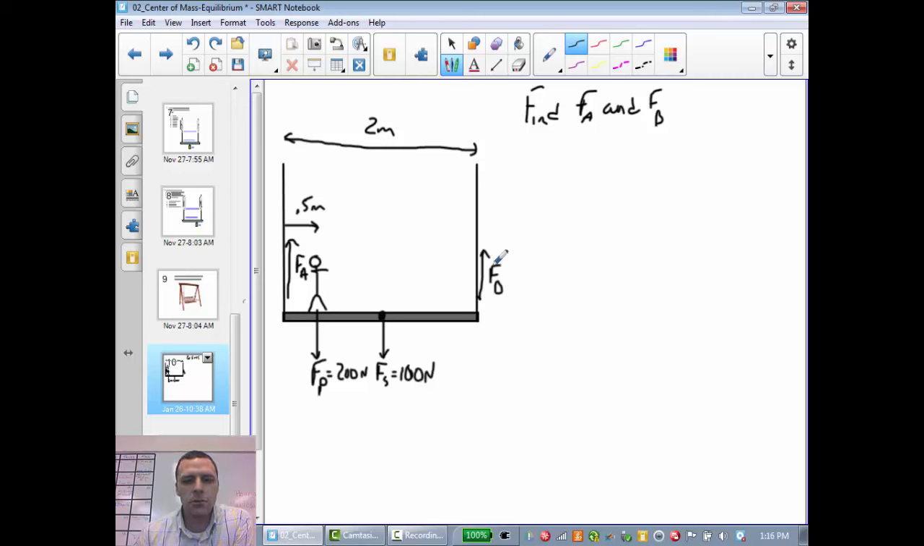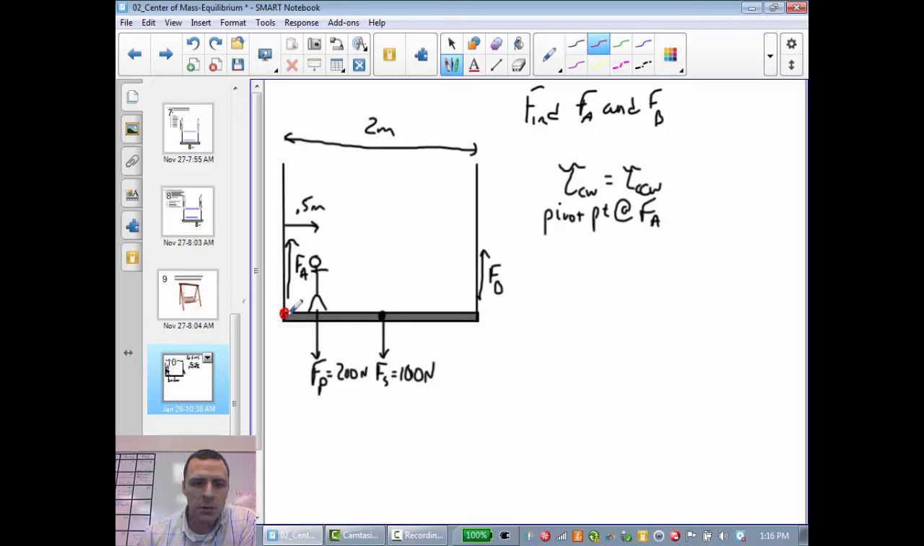To do a problem like this, we cannot do forces up equal forces down because we have two unknowns going up. So the first step is to use torque equilibrium: torque clockwise equals torque counterclockwise. To do this, we need to define a pivot point, and I'm going to choose my pivot point at force A. The problem-solving strategy is to place your imaginary pivot point at one of the unknowns.